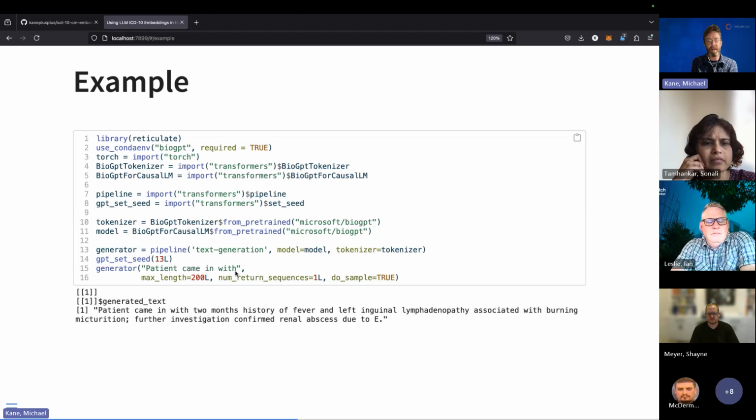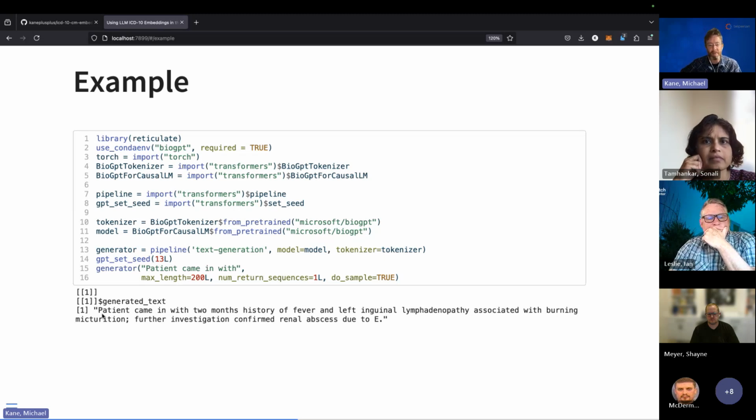I'm going to give it this text and say patient came in with, and I want it to complete this for me. So it's going to complete it with a patient came in with 2-month history of fever and left, and a bunch of medical words. This is probably kind of an average of what it was seeing, again, from those PubMed abstracts.